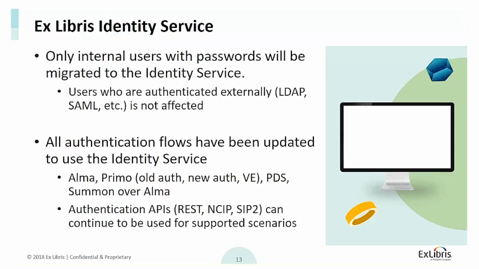And also the authentication APIs, which can be used to authenticate users with passwords stored inside of Alma for broker systems, resource sharing scenarios, those library scenarios we've supported until now, those will continue to be supported with the identity service. So there's a REST API for authentication, there's authentication options for NCIP and for SIP2. So those can continue to be used.